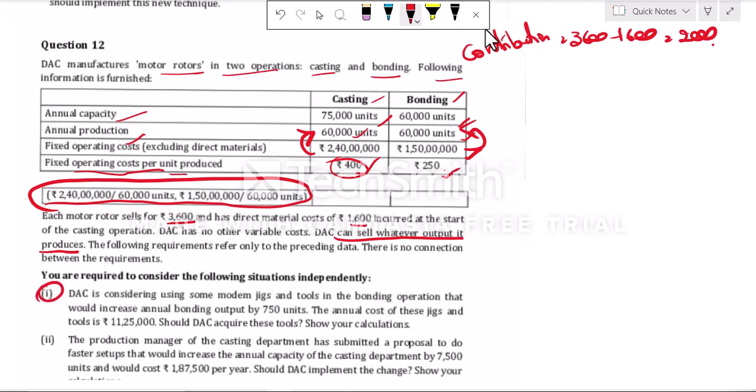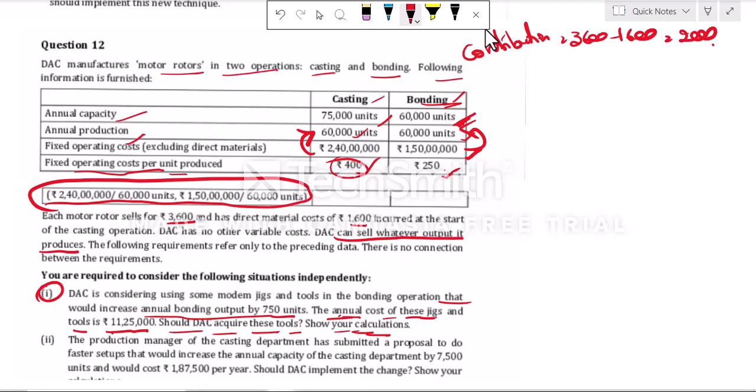First question. DAC is considering using some modern jigs and tools in bonding operations that would increase annual bonding output by 750 units. The annual cost of these jigs and tools is 11 lakh 25,000. Should DAC acquire these tools? Show your calculations. See here, annual capacity of bonding is 60,000 units only. This is like the previous question: this is the constraint for us, the bottleneck resource.